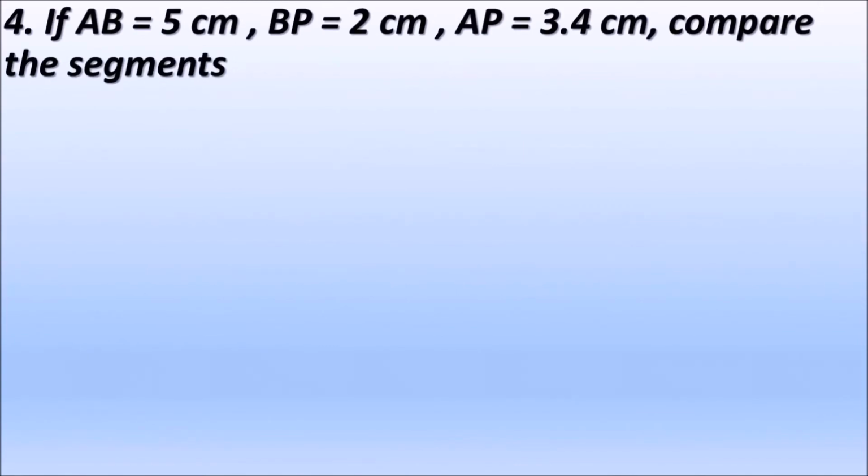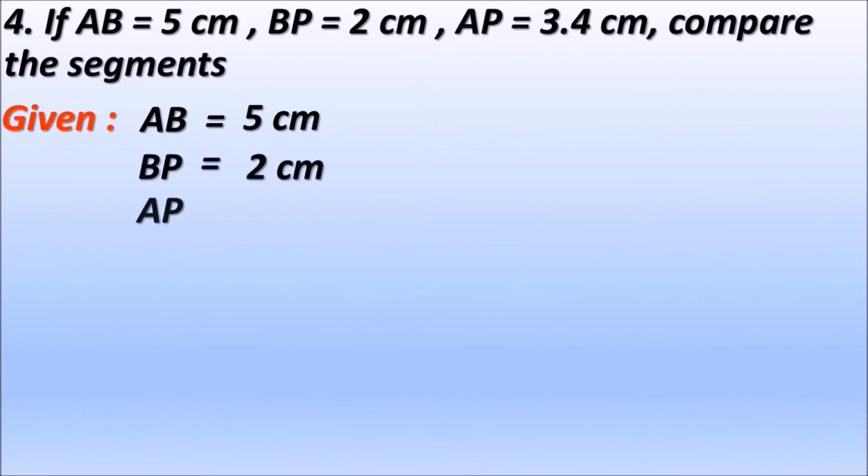Here we have the next question. If AB equals 5 centimeter, BP equals 2 centimeter, AP equals 3.4 centimeter, compare the segments. Compare the segments means finding the relation between those given segments. They may be equal or they may not be equal. If they are not equal, then what kind of relation do they have? It means you have to arrange those segments in ascending or descending order using their length. So here AB is 5 centimeter, BP is 2 centimeter, AP is 3.4 centimeter.